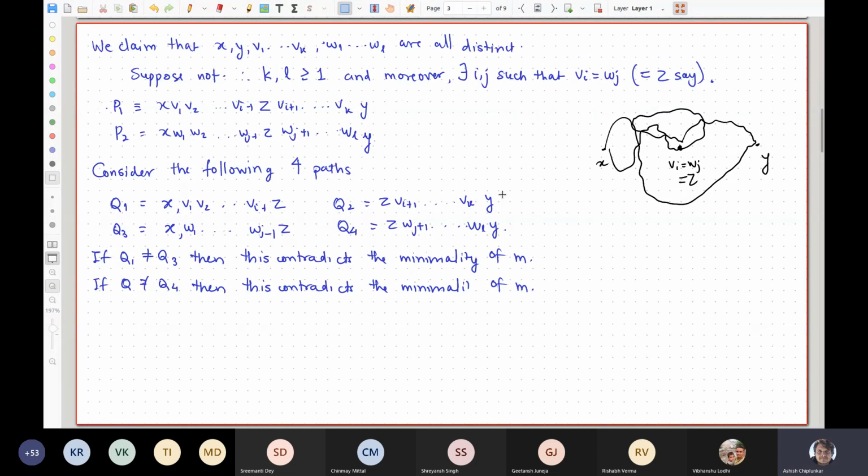Yeah, Abhinav, I'm coming to you. Let me just finish the last sentence of this proof. Otherwise, what happens? If Q1 equal to Q3 and Q2 equal to Q4, oh, did I write it properly? I think I messed up with the indices. Yeah, this is Q3, this is Q2. If Q1 equal to Q3 and Q2 equal to Q4, then we just have P1 equal to P2. Right, so there is a contradiction.